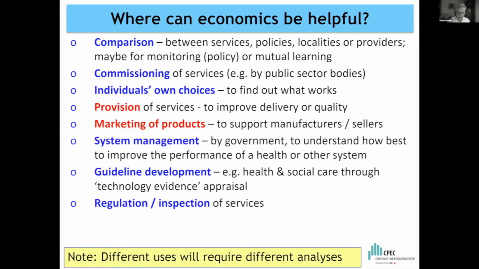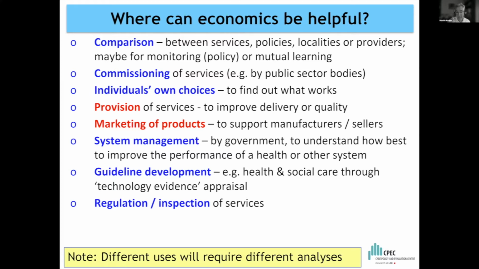Then there's a whole set of strategic decision-making processes, managing a system. So governments looking to manage the care system or the health system or other systems we'll come back to. Guideline development, and we'll see something about that later on. NICE, National Institute for Health and Care Excellence, develops guidelines in the social care field now, as well as the health and public health fields. And so they make quite substantial use of economic evaluation.